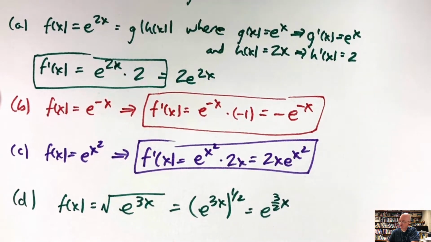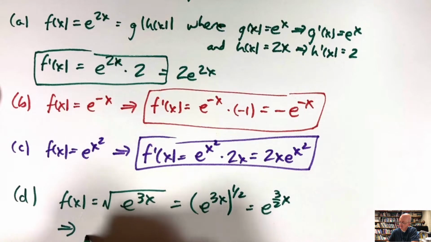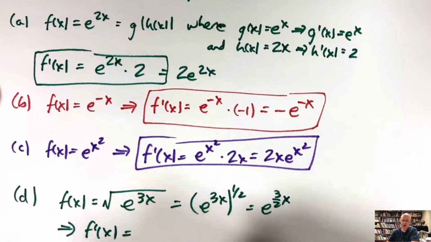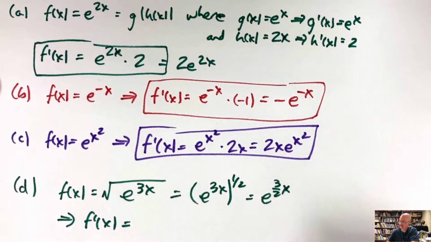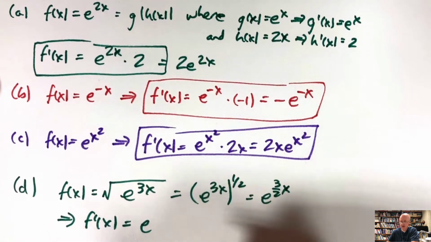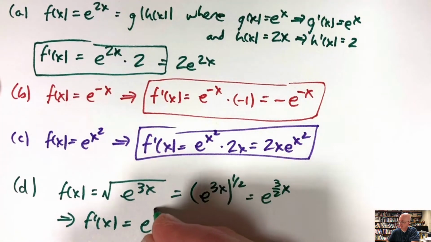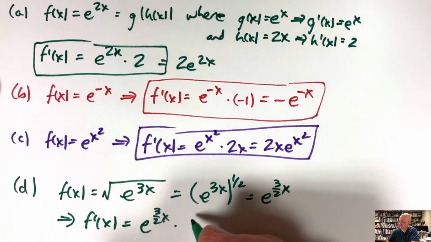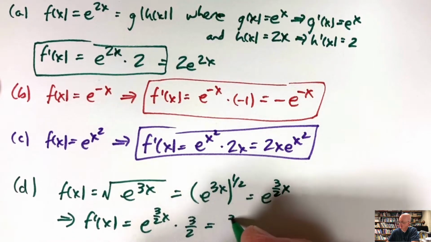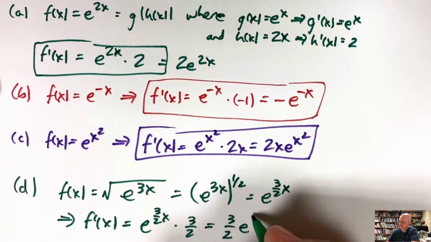I have not taken a derivative yet. Now take the derivative, use the chain rule. The inside function is 3/2 times x. The outside function is e to the x. I take the derivative of the outside function, e to the x, to get e to the x, but then I replace x with 3/2 x, and then multiply times the derivative of that inside function. The derivative of 3/2 x is 3/2. There's the answer, 3/2 e to the 3/2 x.